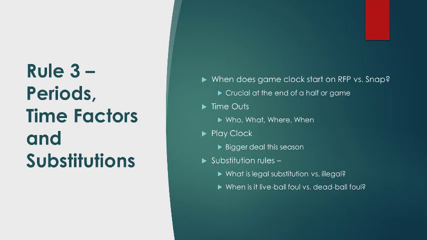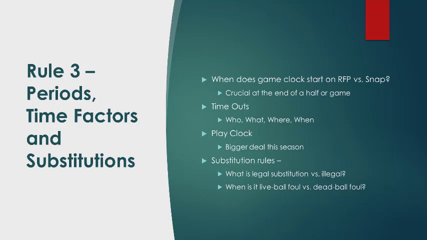Then timeouts, who, what, where, and when. Who can request? Where do the timeouts need to take place? Does it need to be in the middle of the field? Does it need to be in the side zone? Who can be there? And then when timeouts can be requested and granted. So make sure that we are aware of those situations. Play clock. Again, bigger deal this season with the NFHS adding the 40-second play clock. And then substitution rules. What is illegal substitution versus illegal participation? When will we keep the ball live versus shutting it down?